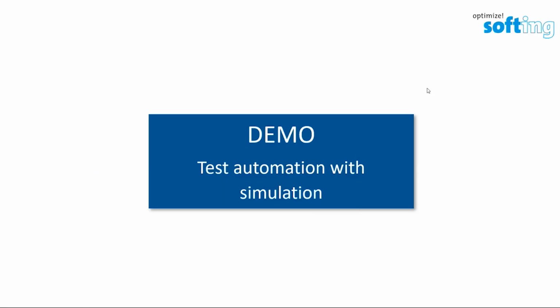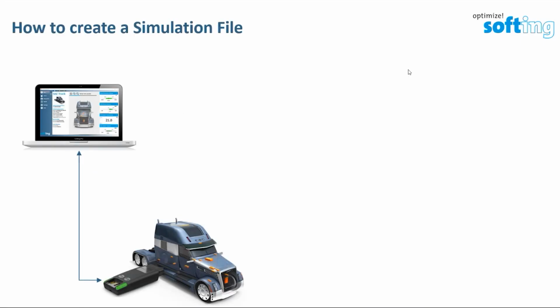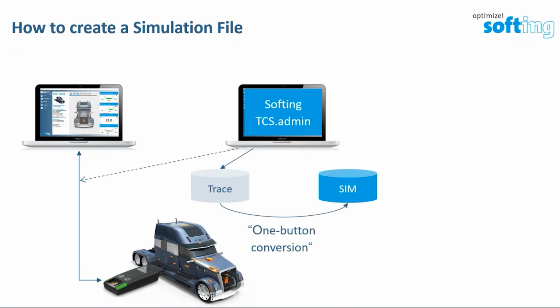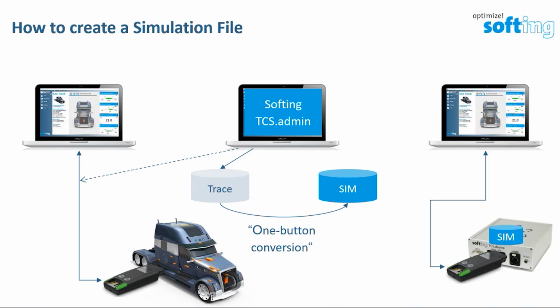So the next thing we want to have a look at is how do we create a simulation file. So the first example we've got here is you can record a trace at the actual vehicle. So the vehicle is connected to the vehicle communication interface, VCI, and sends the data to the tester, and we record a trace here. And what you can do now is, with the Softing TCS admin, you can with one button click convert the trace into a simulation. Then you've got a simulation file created already, and you can put this simulation file on the TCS device, and it can run like a real vehicle, and it's the same test then.